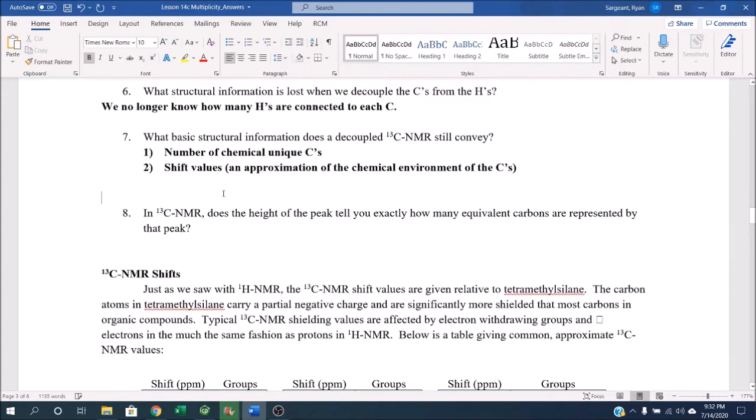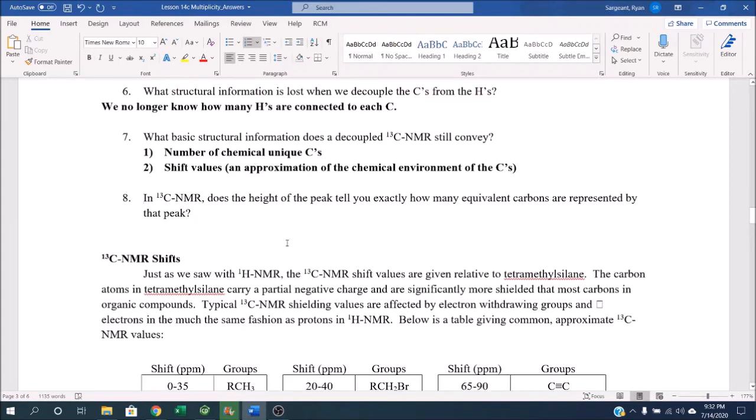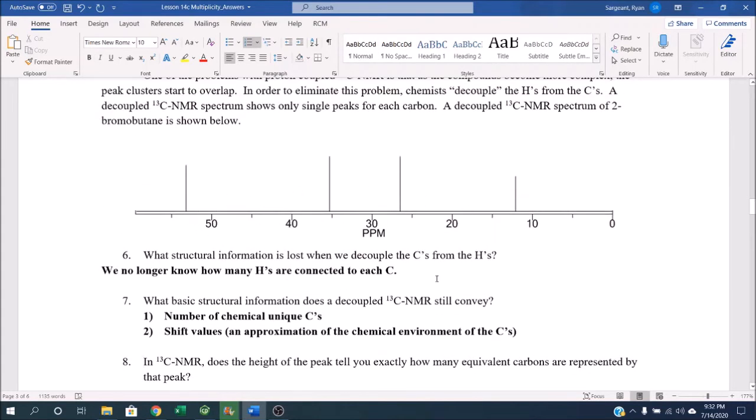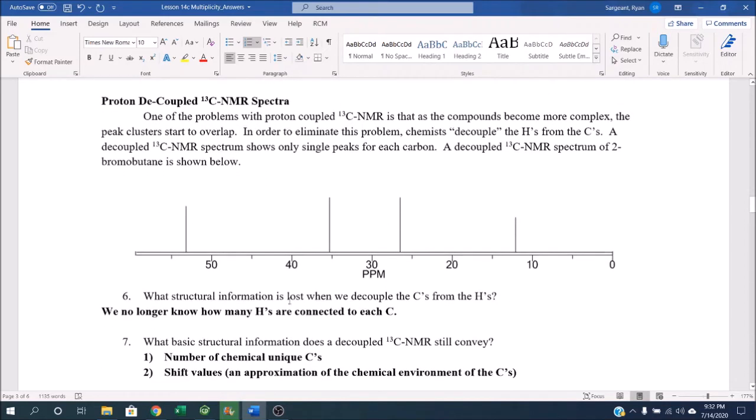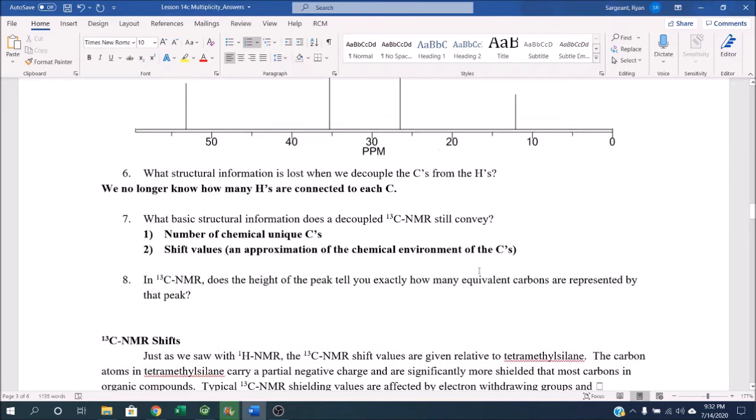Okay, so that's why it's still worth doing C-13 NMR. The most common way you see it is decoupled, and chemists just realize that we're losing a little bit of data, but we're still getting a lot. It's definitely worth conducting a C-13 NMR experiment. In C-13 NMR, does the height of the peak tell you exactly how many equivalent carbons are represented by that peak? And the short answer is no, and the long answer is no.